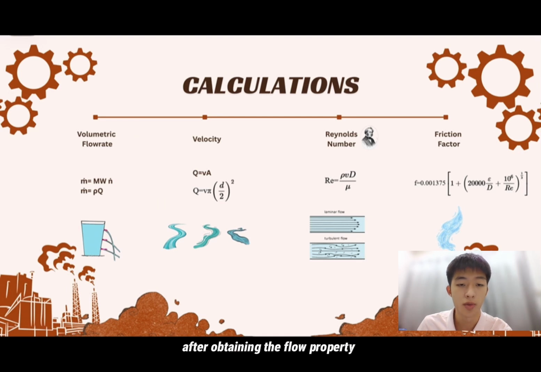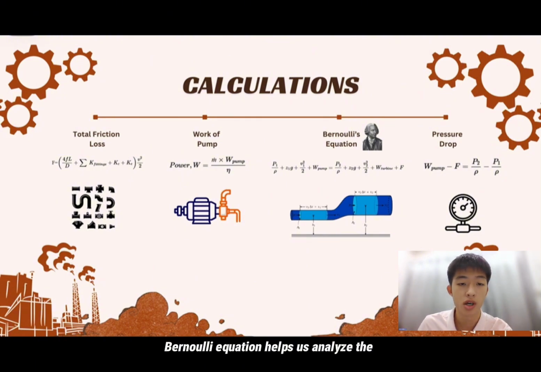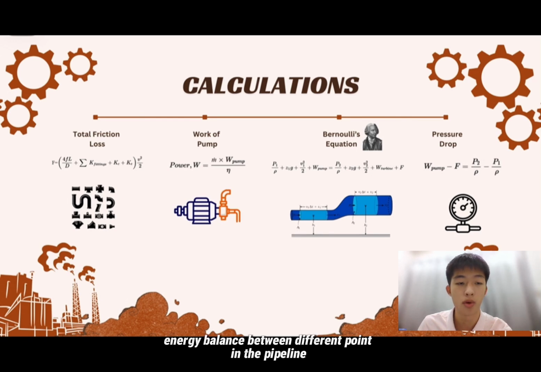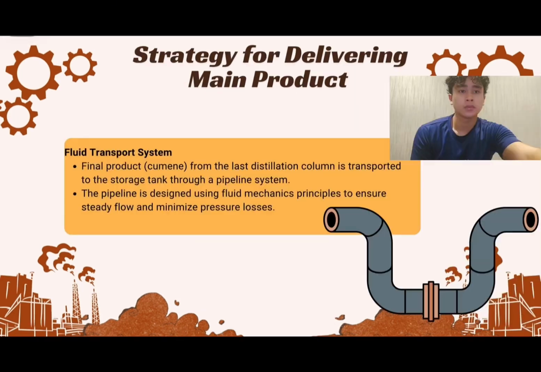After obtaining the flow properties, several important equations are used in the analysis. These include the total friction loss equation, the work of the pump, and Bernoulli equation. Bernoulli equation helps us analyze the energy balance between different points in the pipeline. Finally, pressure drop for each pipeline is summarized in a table. This table shows the calculated pressure losses for all the pipelines in the system.